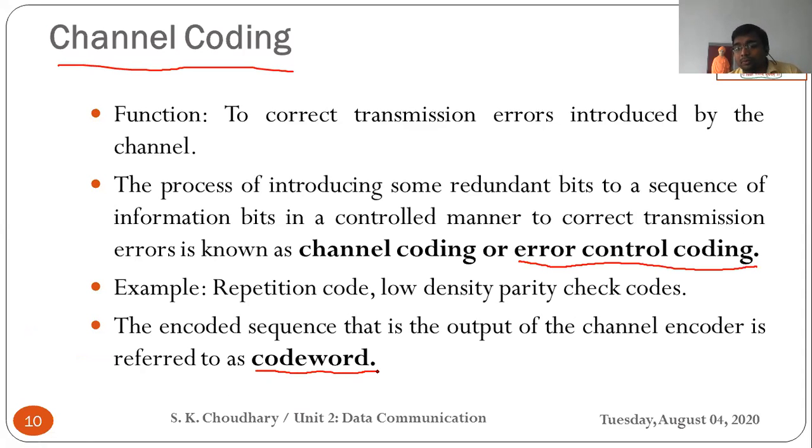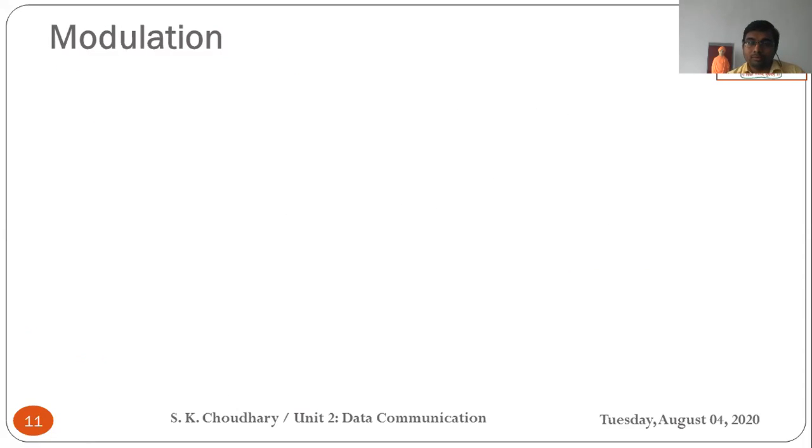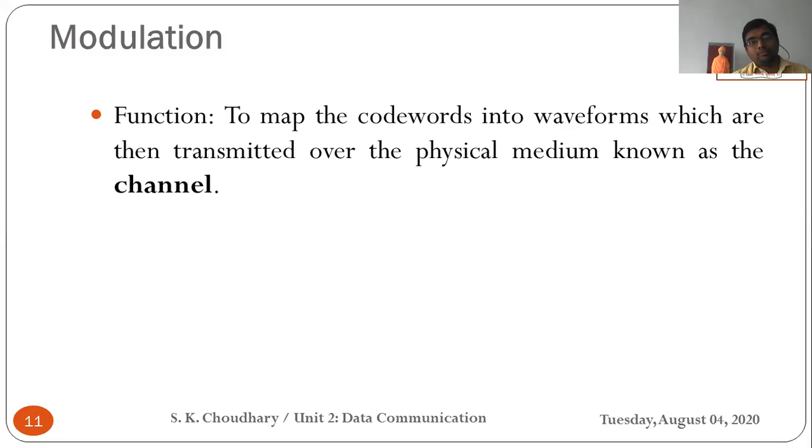Now these code words would be fed to what? They would be passed through a digital modulation block. So in the modulation, what do we actually do? Can anyone tell me any method of digital modulation? The function of the modulation block is to map the code words into waveforms, which are then transmitted over the physical medium, such as the channel.